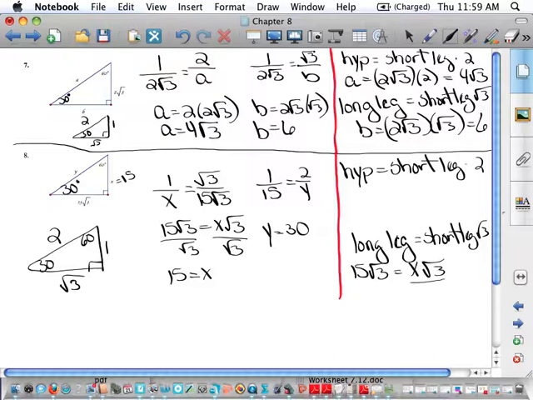Divide both sides by root 3, and you will get the short leg is equal to 15. Now go back up to find the hypotenuse. The hypotenuse is y. The short leg is 15 times 2, so y is equal to 30. So we got the same answers, and you can choose either method, whichever one makes more sense to you, and you can do more accurately.